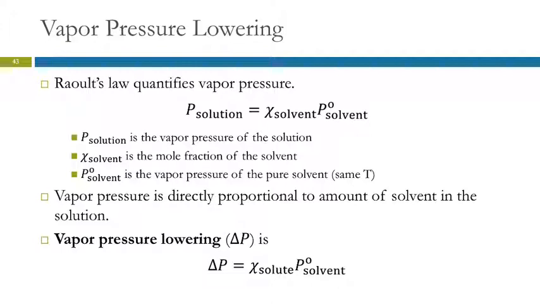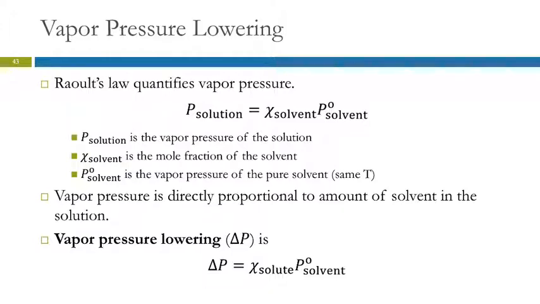So of course we have an equation to quantify that. And it's called Raoult's Law. And it quantifies the vapor pressure in terms of concentration. So the vapor pressure above the solution is equal to the mole fraction of the solvent times the vapor pressure of the pure solvent.